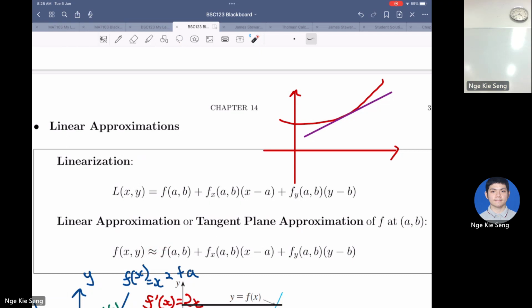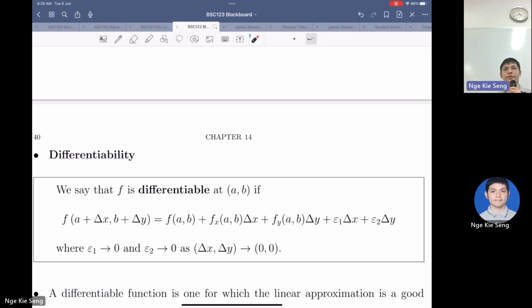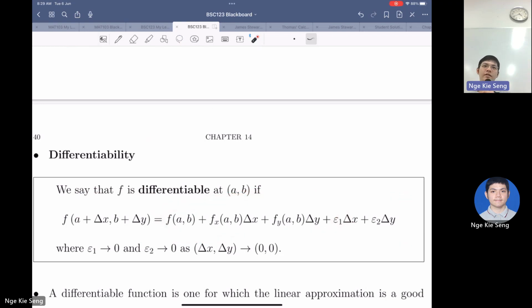I cannot say equal because they are not equal; they are approximating. It is equal at the point (a, b). If you let x equal a and y equal b, then what you get on the left and right hand side is just f(a, b). Away from (a, b), there's some difference. If the difference is not big, we will say that f is differentiable. So we say that f is differentiable if we can compute a nearby point, a plus delta x, by the linearization plus some contribution of x and some contribution of y, in a controlled way.